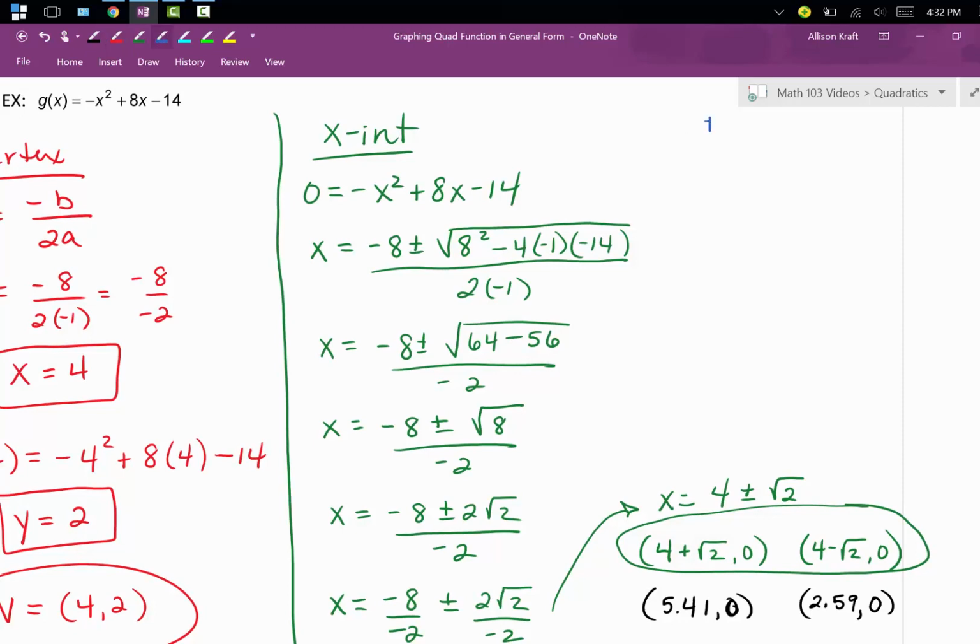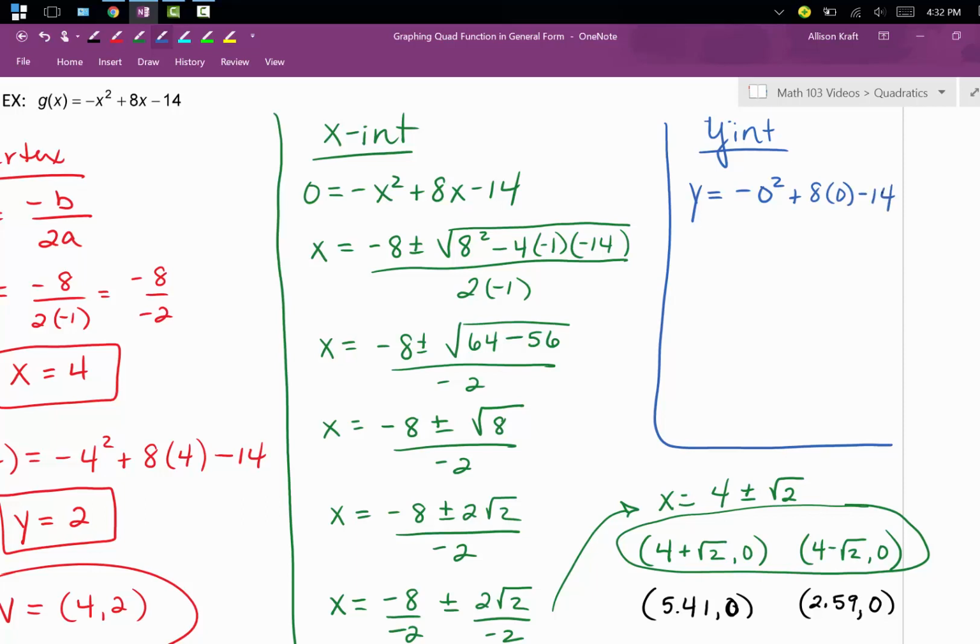Now let's find our y-intercept. To find the y-intercept, we always let x be equal to 0 and solve for y. Remember, as I mentioned earlier, there is a shortcut that the y-intercept when we are in general form is always 0 comma c. So we get a y-intercept of 0, negative 14.